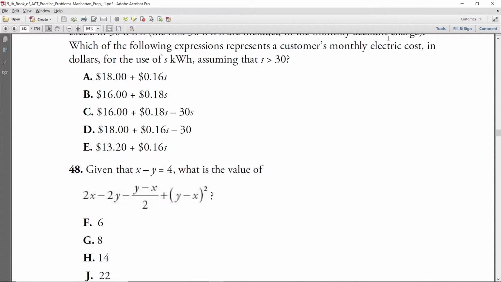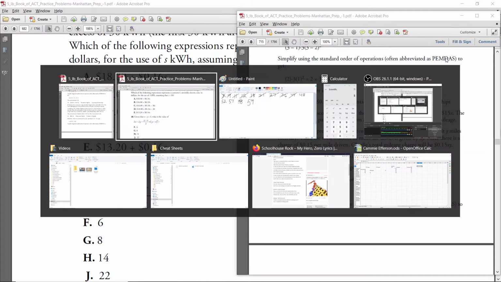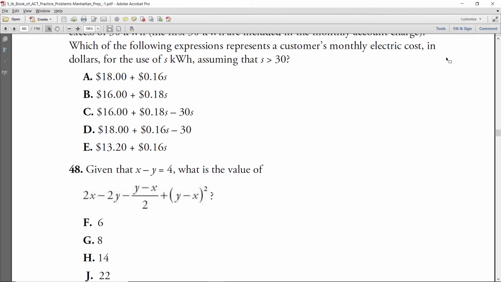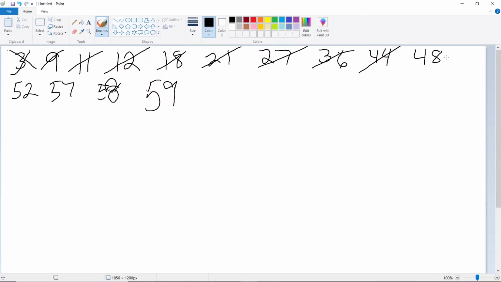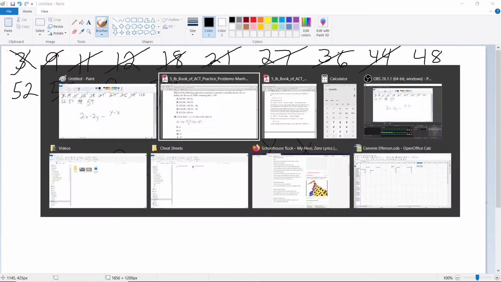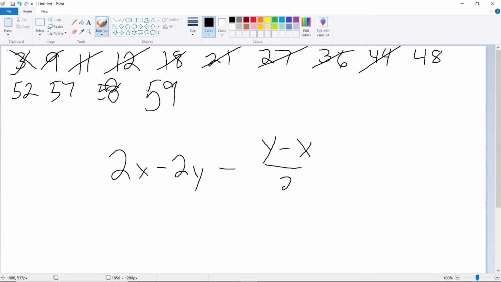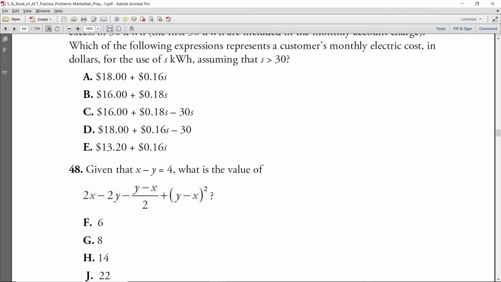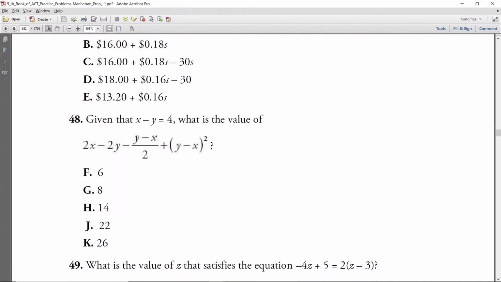Given that x minus y equals 4, what is the value of all of this? All right, so there's a lot of different ways to do this. Let's see if we can think of a good one. 2x minus 2y minus (y minus x) over 2 plus (y minus x) squared. Okay, and they say, given that x minus y equals 4.